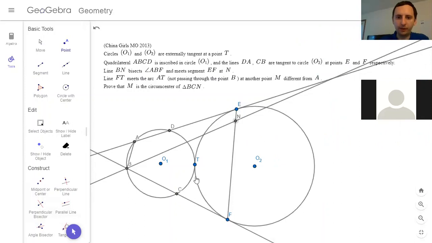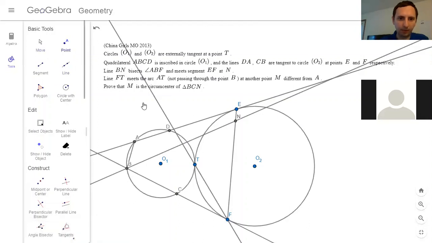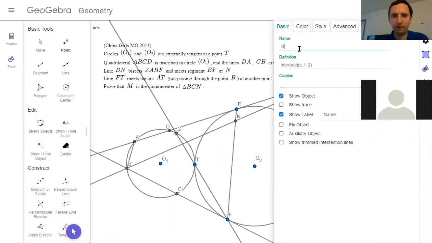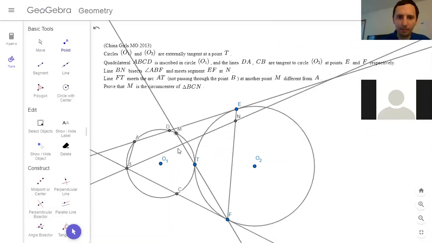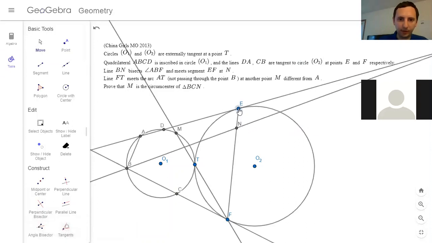And FT meets arc AT at a point M. So I'm going to clean this up later, make it look nicer. But this would be point M. And we want to show that M is the circumcenter of BCN. So let me, maybe that looks a little better. Okay. So let me hide a couple things.